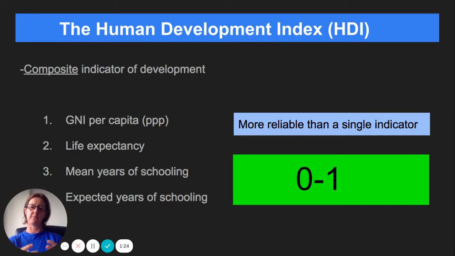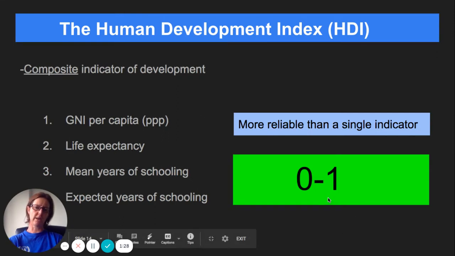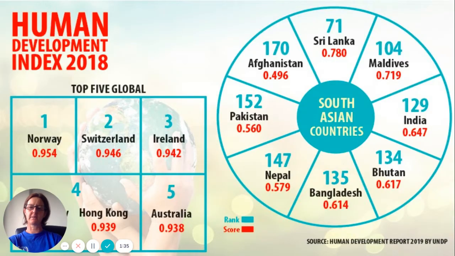So what I do is I put the numbers together and I get 0 to 1. The closer to 1, the greater the level of human development. Okay, so this is a composite indicator, right? You can see some examples here of numbers, all right, in red, and the blue numbers are the ranks.